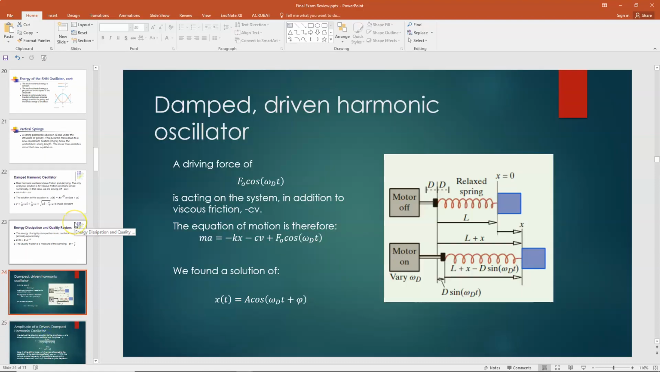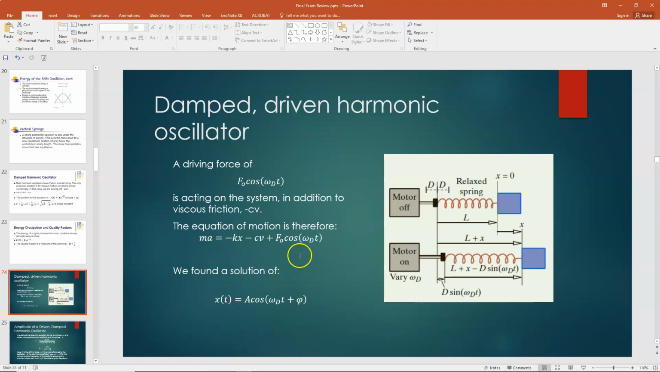We talked about damped-driven harmonic oscillators too. So in this case, we solved for a driving force that was sinusoidal in nature, F naught cosine omega drive times t. Omega drive doesn't have to be the same as the natural resonant frequency of the system. Remember that. So we modeled this for a damped-driven harmonic oscillator. We still had viscous friction acting on it, and so the differential equation was ma is minus kx minus cv plus F naught cosine omega_d t.